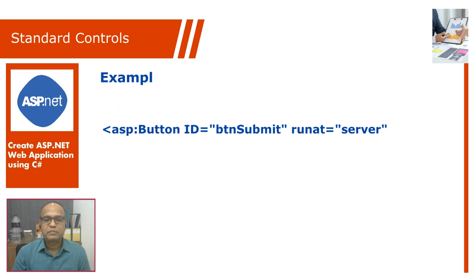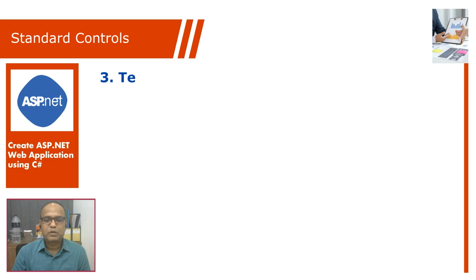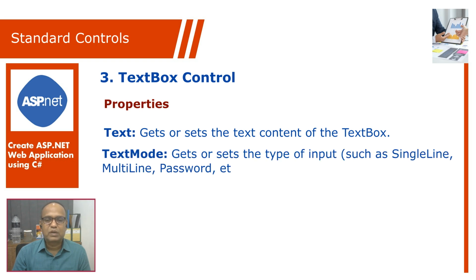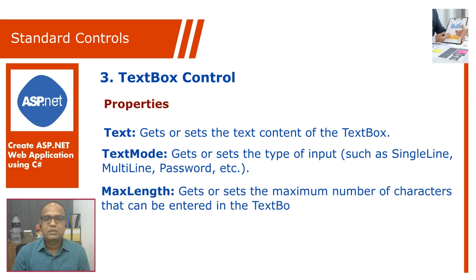Example. Number 3. Textbox control. Textbox control accepts input from the user. Properties. Text gets or sets the text content of the text box. Text mode gets or sets the type of input, such as single line, multi-line, password, etc. Max length gets or sets the maximum number of characters that can be entered in the text box.